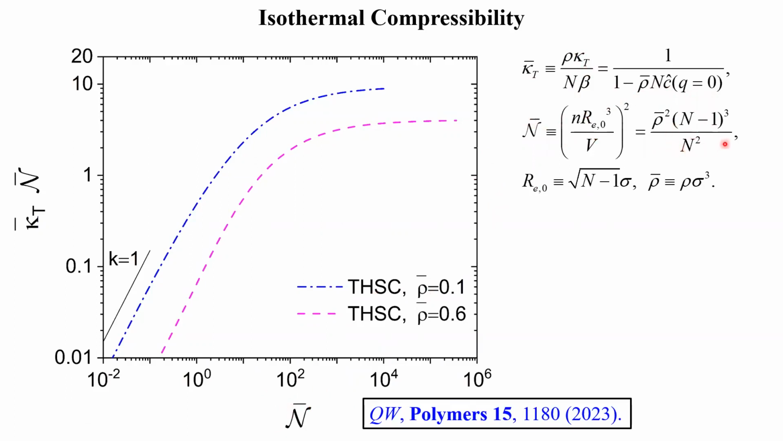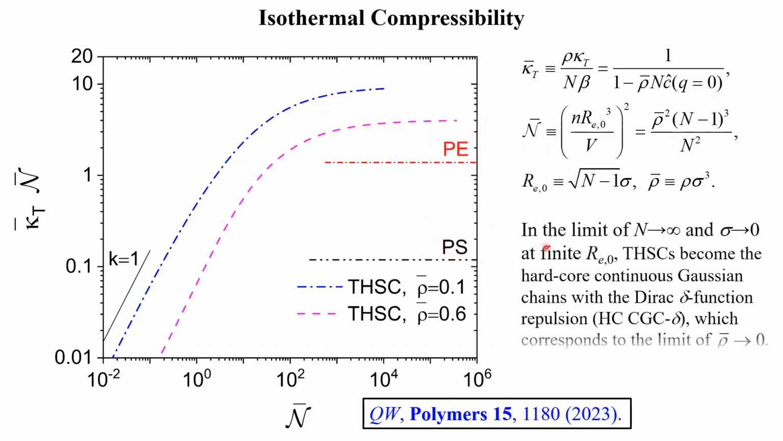This is for the tangent hard sphere chain model at 2-dimensional segment number densities rho bar. We see that this product levels off at large n bar, qualitatively consistent with the experimental results for polyethylene and polystyrene. In the limit of n to infinity and sigma to 0 at finite RE0, tangent hard sphere chains become the hardcore continuous Gaussian chains with the direct delta function repulsion, which corresponds to the limit of rho bar to 0.